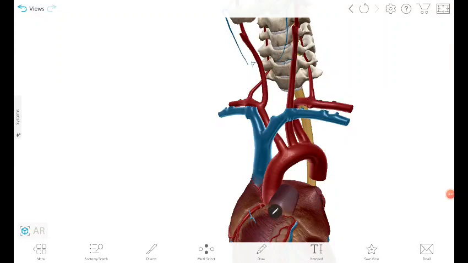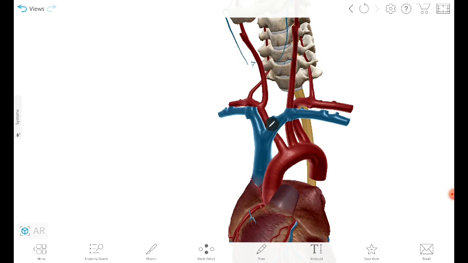Video I'll be talking about the arterial supply to the brain. So this is the heart, this is the ascending aorta, and this is the arch of aorta. So the arch of aorta gives three branches. First is the brachiocephalic trunk, second is the common carotid, the left common carotid, and third is the left subclavian.